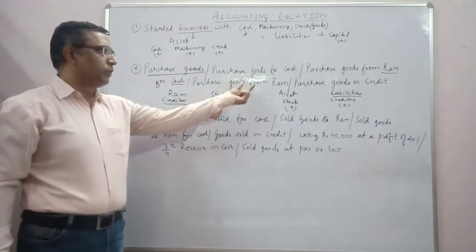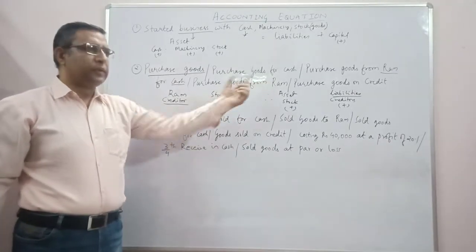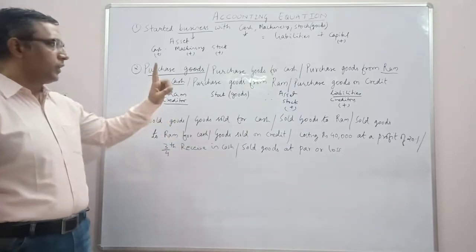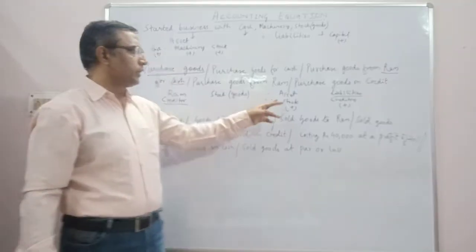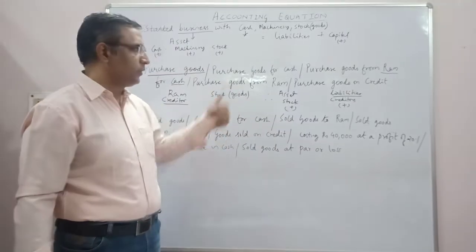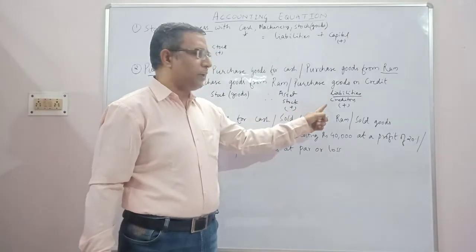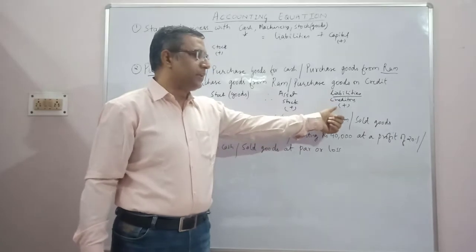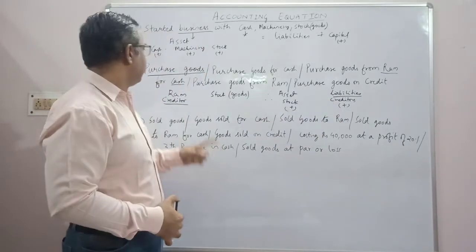When we bought goods from Ram, only the name is given and no cash is given, so it means the goods are bought on credit. When goods are bought on credit, our stock is increasing, as well as our liabilities. We bought goods from Ram, Ram is a creditor, and the creditor is also increasing.